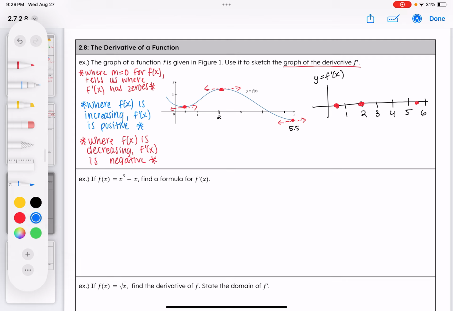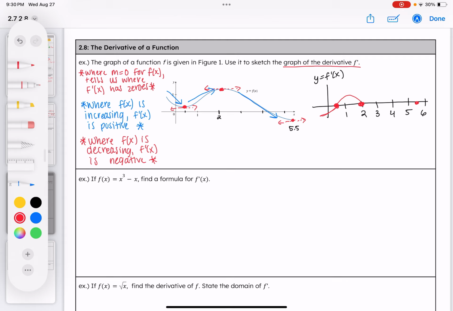Okay, so if I look at my graph before my zeros, I see to the left of one I'm decreasing, to the right I'm increasing, then I'm decreasing again. So for my derivative graph, I know that I should be negative to the left of my first zero. Sorry, I think I said 1, that should be 1/2.